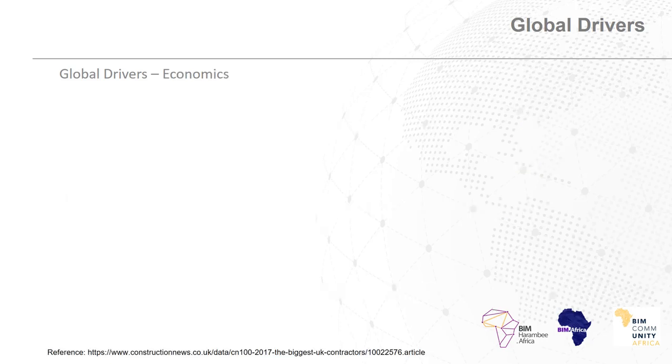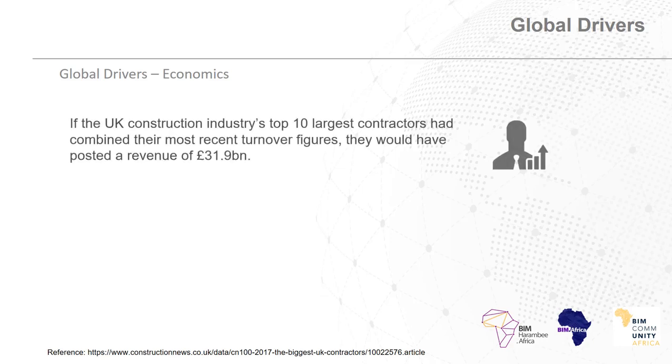Lastly, we look at economics as a global driver. Due to the adversarial and competitive nature of the construction industry, profits are generally low. A review of the construction news revealed that the average profit margin of the top 25 grossing UK contractors was below 1.5%. To put this into perspective, this means that for every £100 worth of work they undertook, they were earning just £1.50.